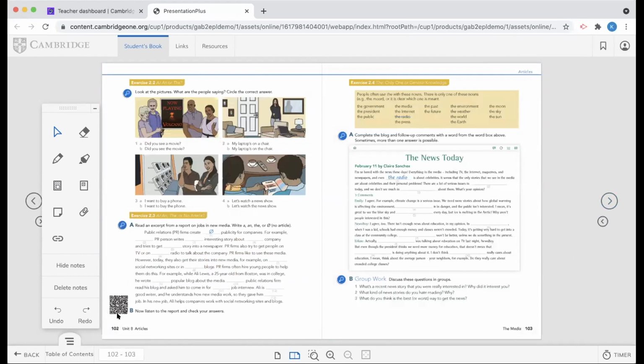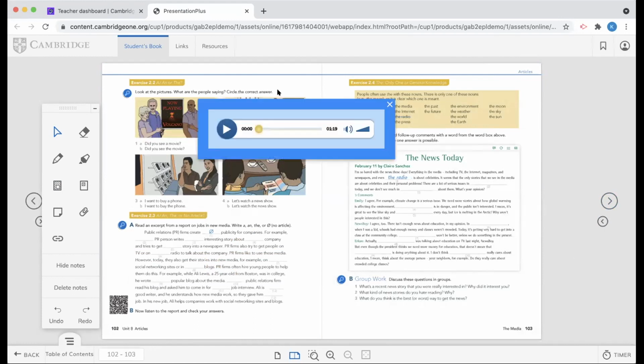In the student's book, they would obviously point their phone at the QR code, and they can listen to the audio themselves. But if you're using Presentation Plus, you just click on it. And I apologize, I forgot to share the audio when I was doing the screen share. So you're not going to hear it, but you'll see the audio player pop up. And if you hit play, it will play the audio for that activity.